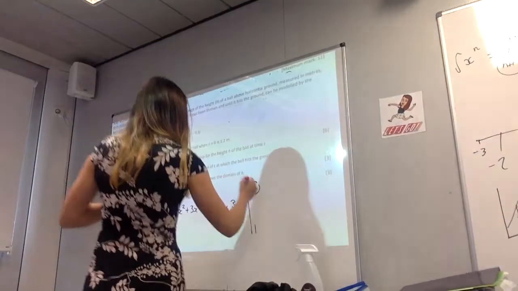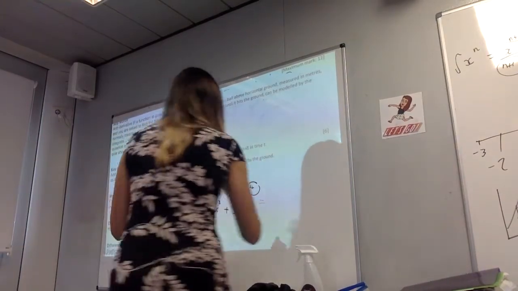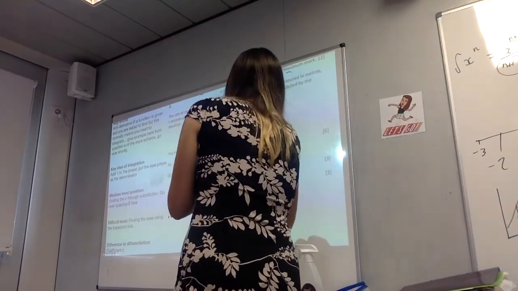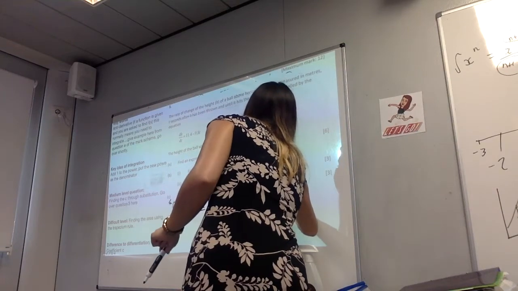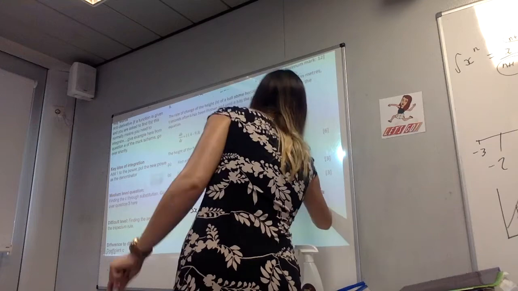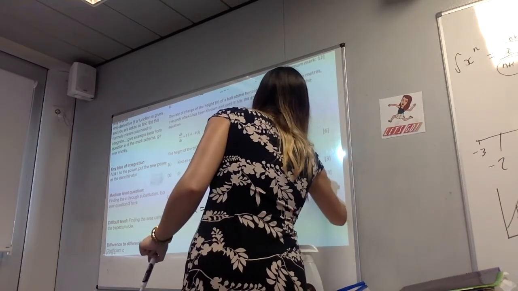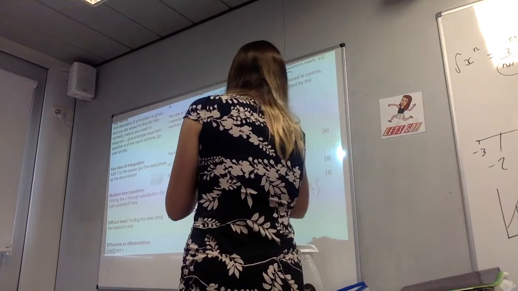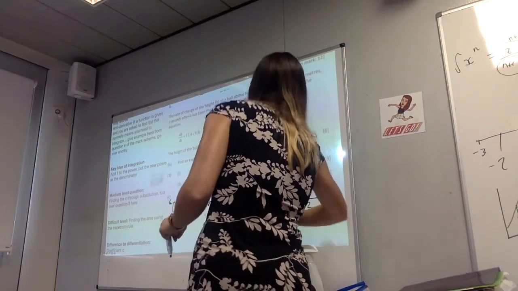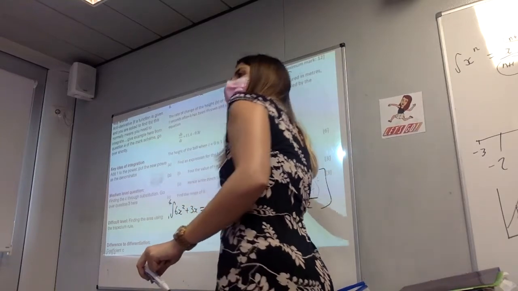So it does the following. 2 brackets 4 cubed, 2 times 4, plus 3 bracket 4 squared over 2. That's the first section. We've done the 4. Does that make sense so far?